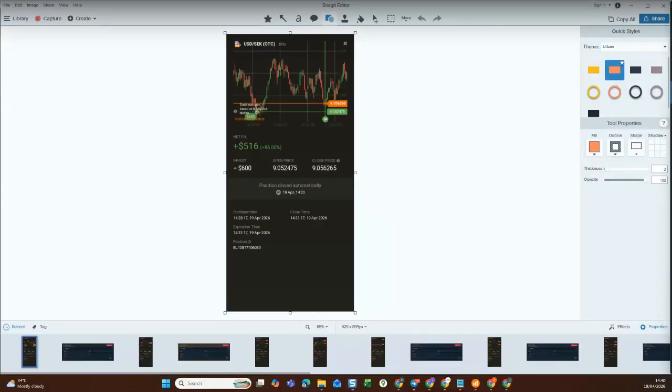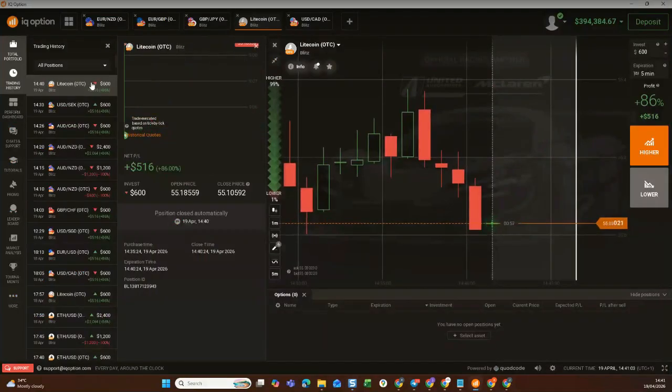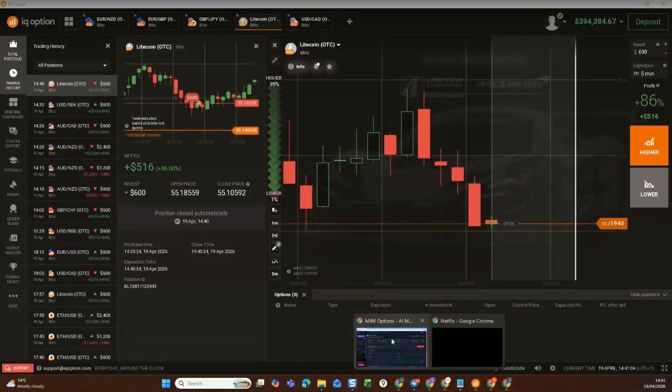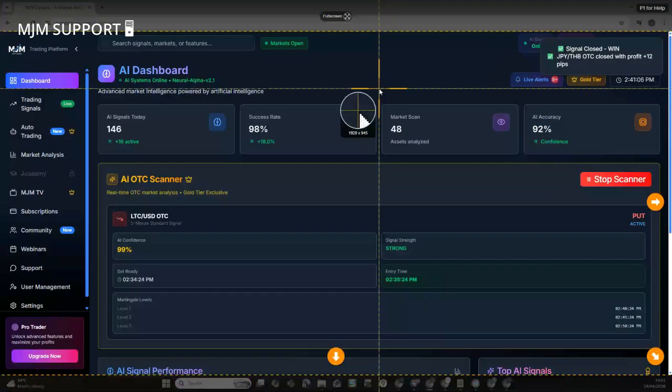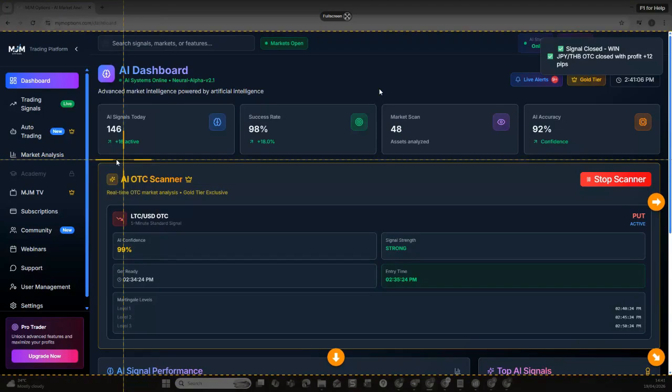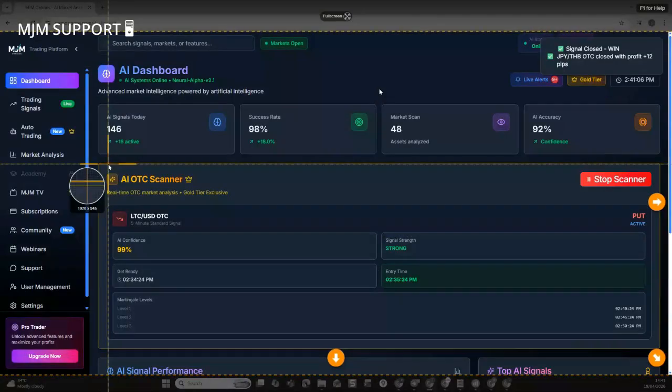Okay, let's do this. This is profit: 516 made on the fourth signal. Then here is the fifth one, Litecoin. I'm going to post the signal of Litecoin first, which I did make money from eventually.